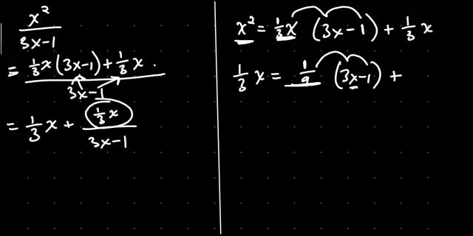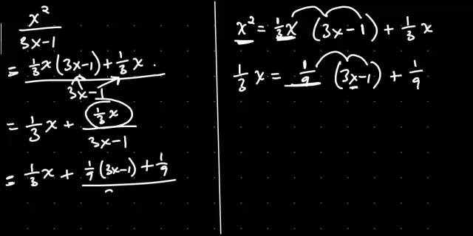So I need to add 1/9. So over here we got 1/3 x plus, and now instead of 1/3 x on top, I'm going to rewrite that as 1/9 times 3x minus 1 plus 1/9 over 3x minus 1. And I think that's going to give me my final answer here.